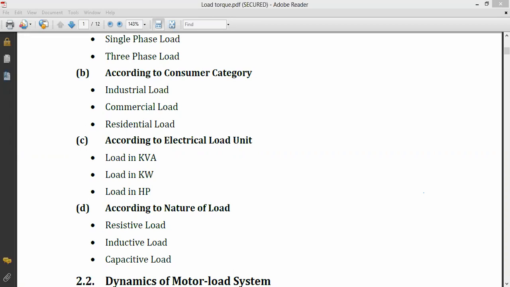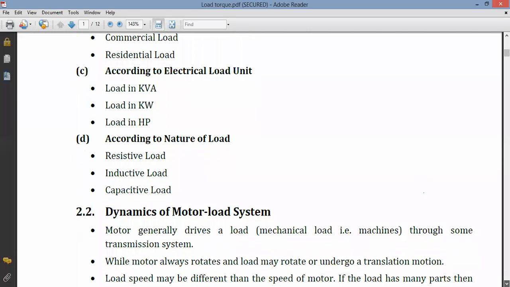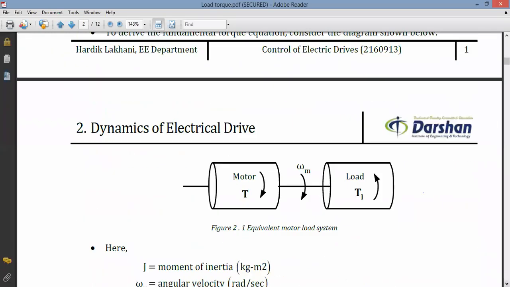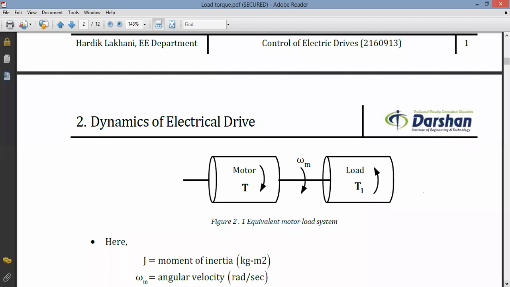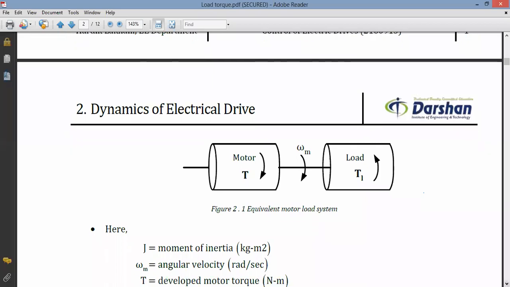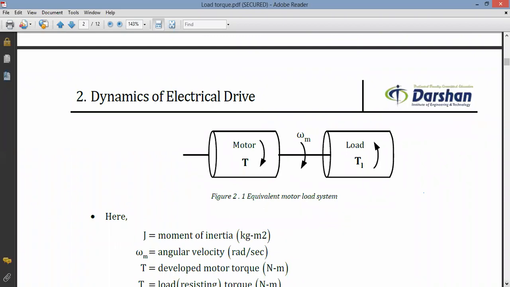So now in my next lecture, we will discuss the dynamics of the motor load system. In the next lecture, I am coupling a motor and a load, that is a drive system, and we are formulating certain equations, and we can solve these equations.